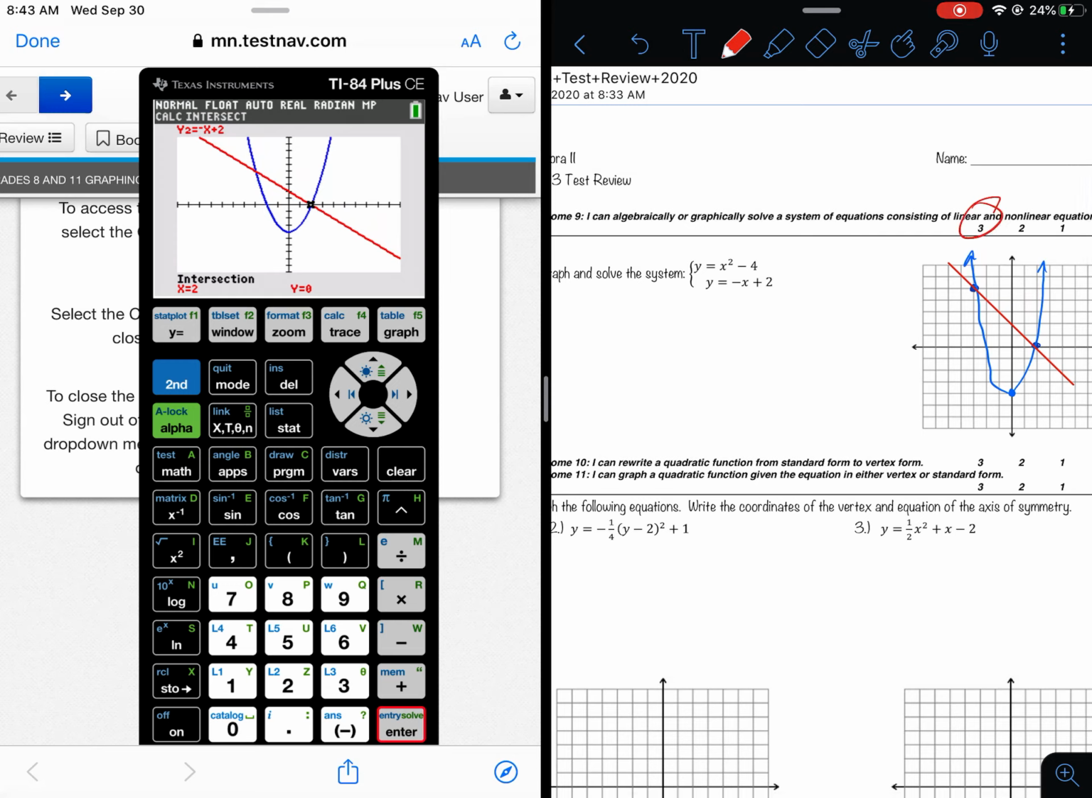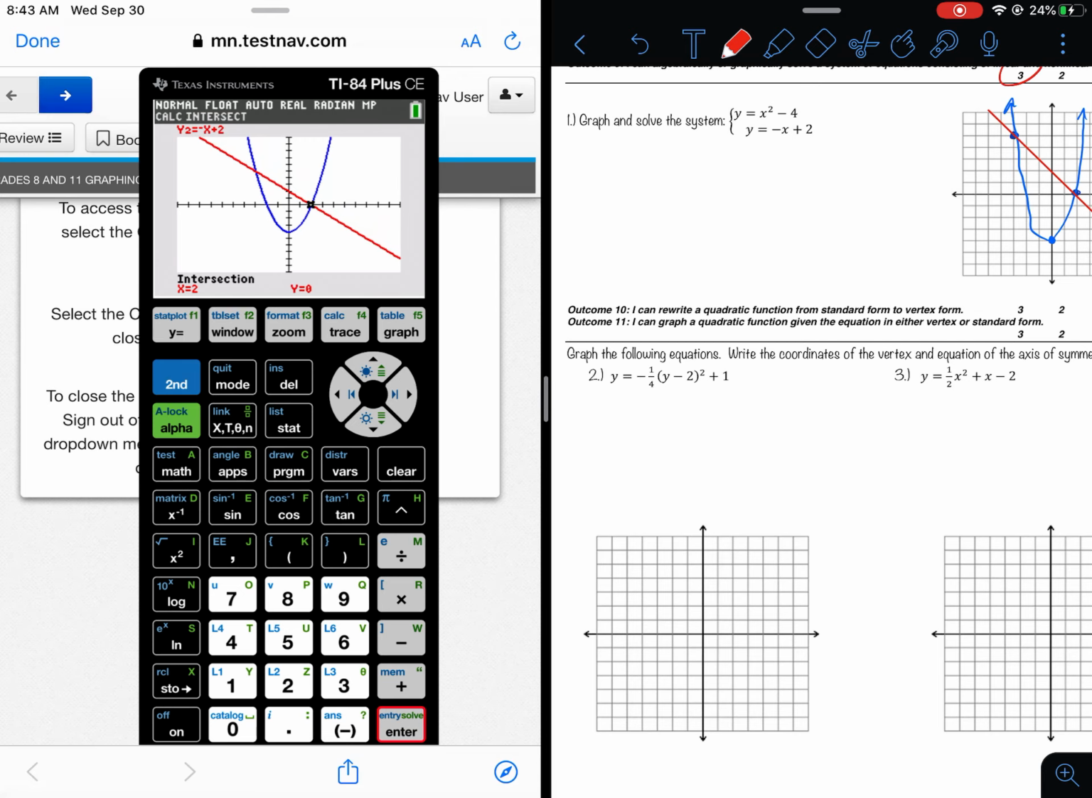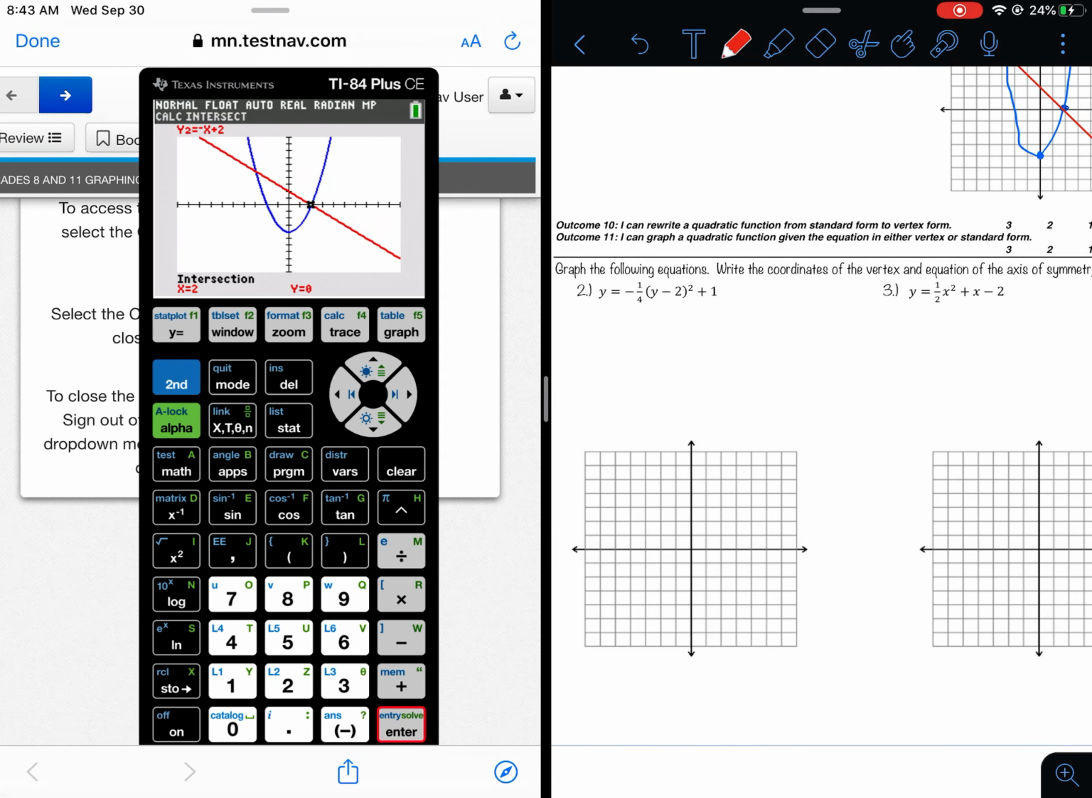So that's how you do that one. And we can go over another example of this on the review day if you want. But that's how we do those problems. Now on to the problems that we should know how to do, and that's outcomes 10, 11, and 12.